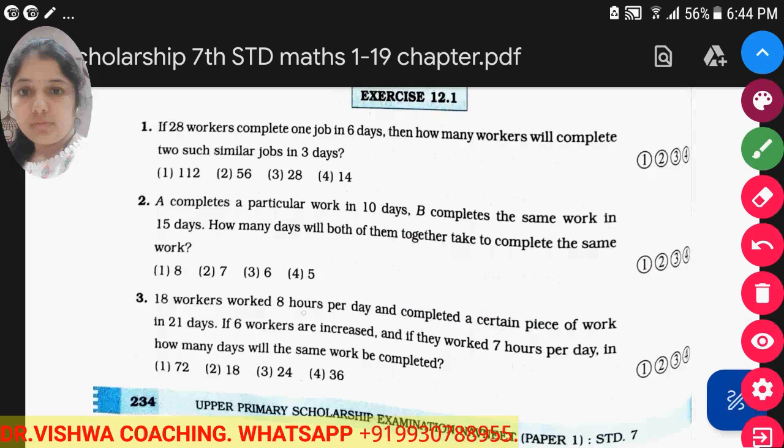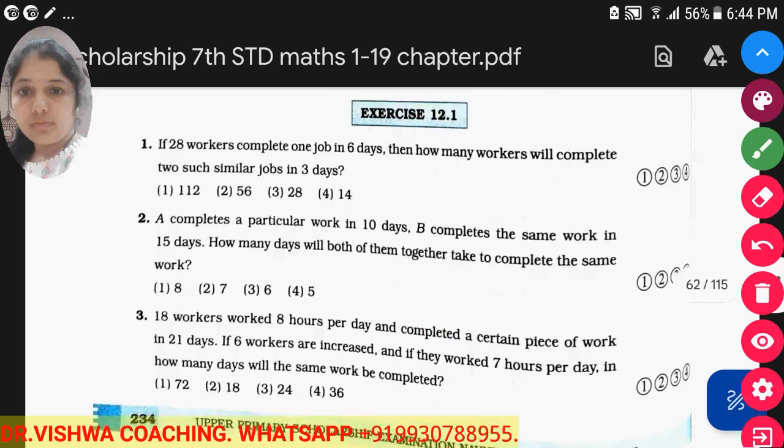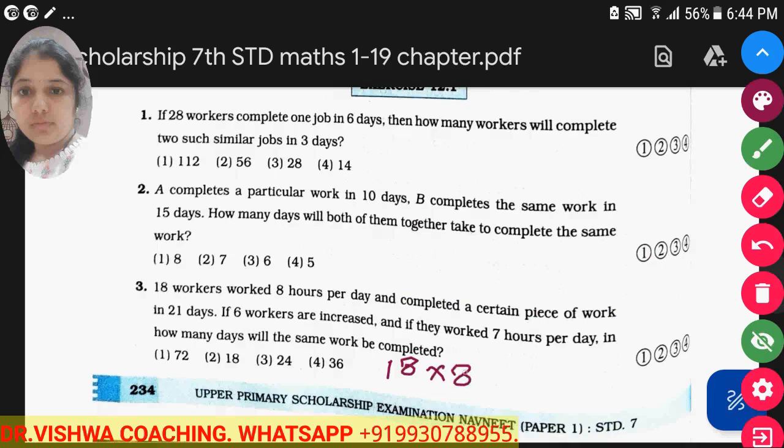Now 18 workers work 8 hours per day to complete a certain piece of work in 21 days. 6 workers are added. If they work 7 hours per day, in how many days will they complete the same work? Now see, 18 multiplied by 8 into 21. First there were 18, so 6 workers are increased, now it becomes 24 into 7 into how many days?